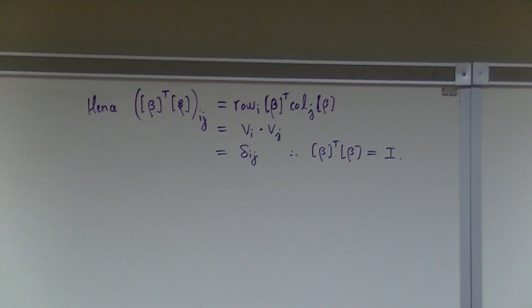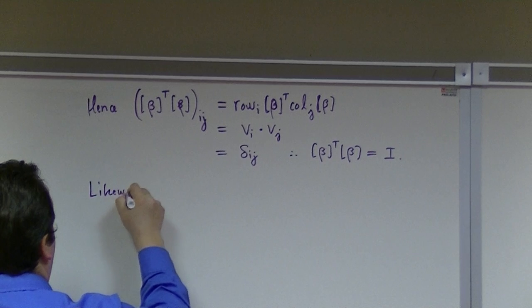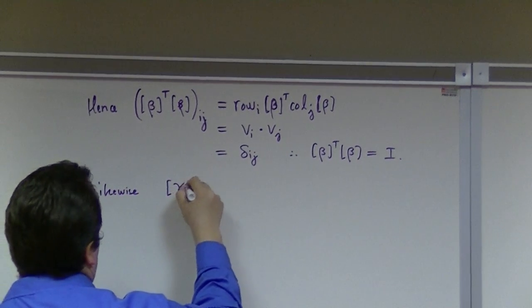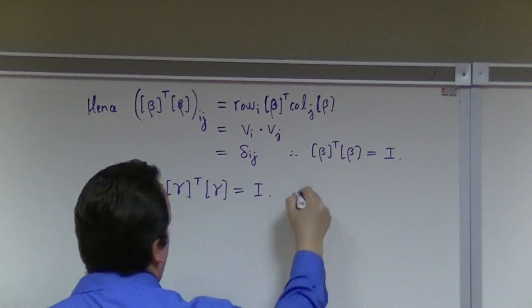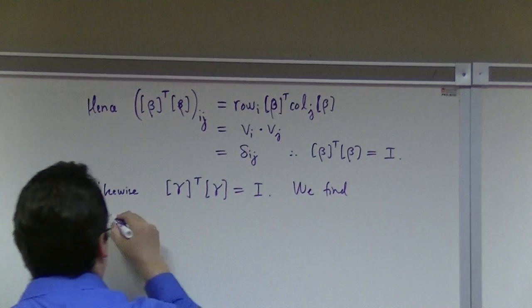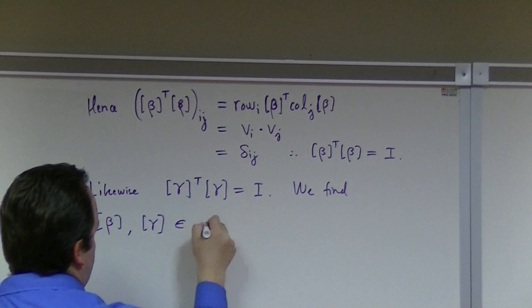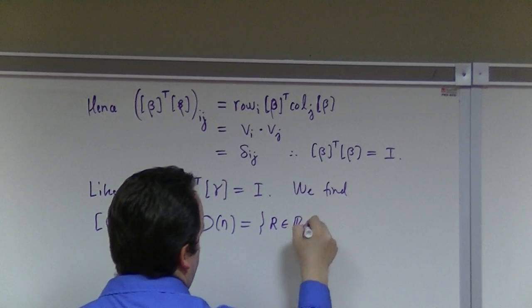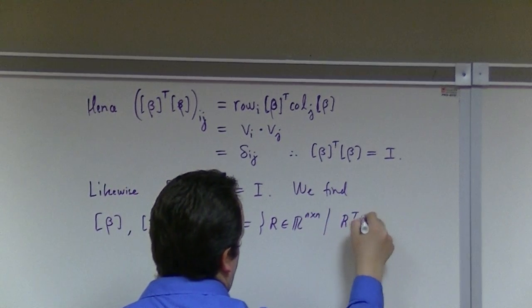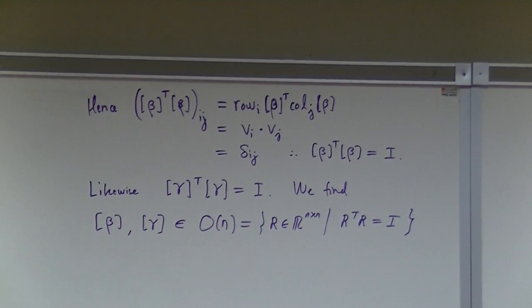The same is true for gamma. So we find that the beta basis matrix and the gamma basis matrix are both elements of what's called O(n), the set of R in R^(n by n) such that R transpose R is equal to the identity. Now, I think you're asked to show that that forms a group in your homework.